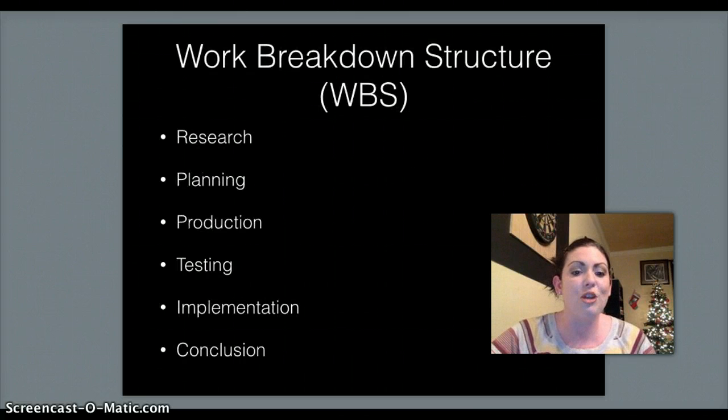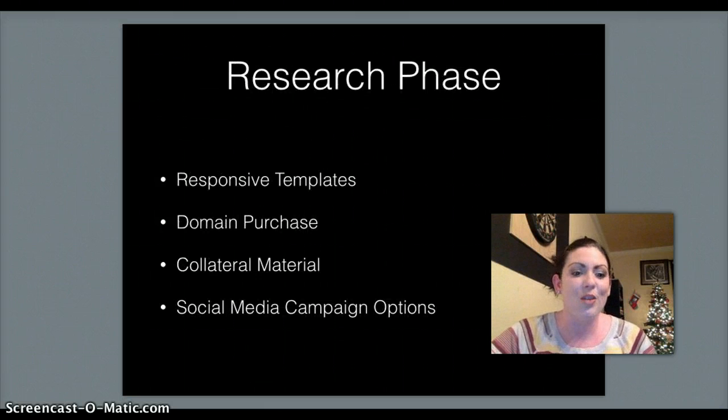The work breakdown structure consists of 6 phases, which include research, planning, production, testing, implementation, and conclusion. So, let's take a brief look at each. The research phase consists of reviewing and choosing a responsive template that's a perfect fit for representing the business, finding and purchasing a domain name, collecting all collateral material, which includes any media or written materials from the owner, and creating a social media campaign that aligns with the business's needs.